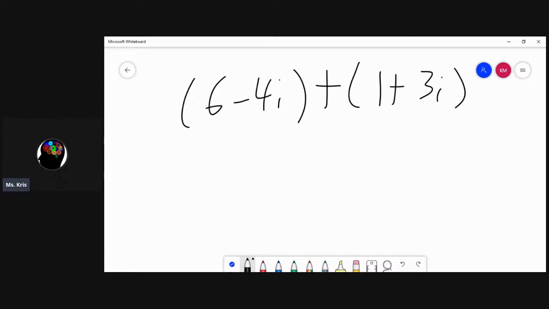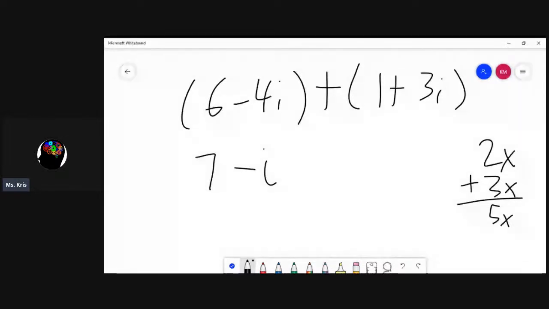Combining like terms tells me that I can do 6 plus 1, and that gives me 7. I also can say minus 4i plus 3i, because it's just like if you had 2x plus 3x, that of course gives me 5x. The same rule applies with the i's. So I have a negative 4i plus 3i. That is going to leave me with a negative i.